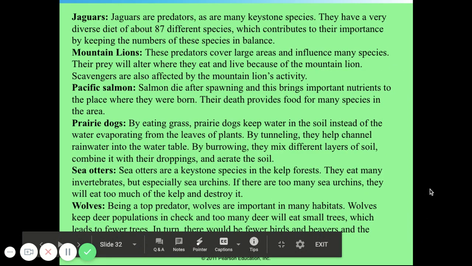Here are a few more. Prairie dogs would be a great one to be familiar with.